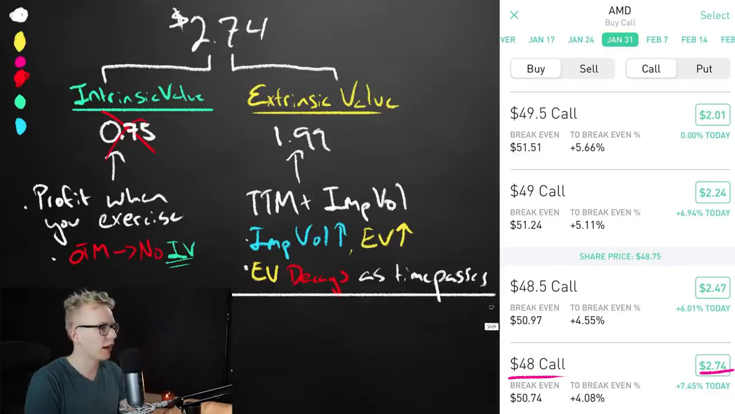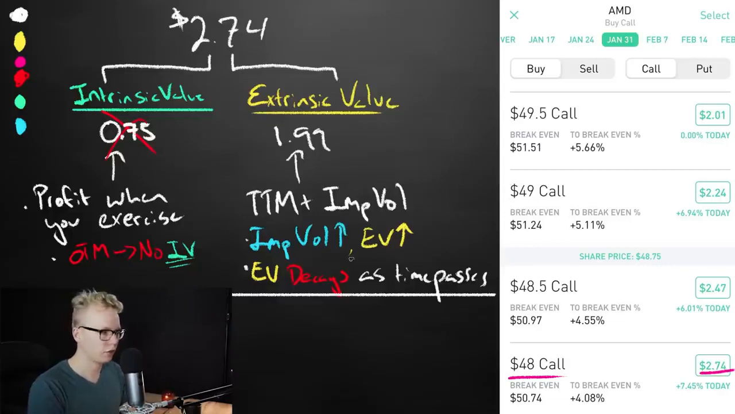This is why you would never exercise this $48 call, or very rarely would you exercise before expiration day when you have all this extrinsic value left. You may get up to expiration day and all this extrinsic value is gone and you have intrinsic, at which point you might as well just sell the option, but you could exercise it as well if you just have intrinsic value left on the last day of expiration. Because if you exercise, you'll make $75, or you could just sell this option, which is now worth $75 and make $75. There's really no difference.